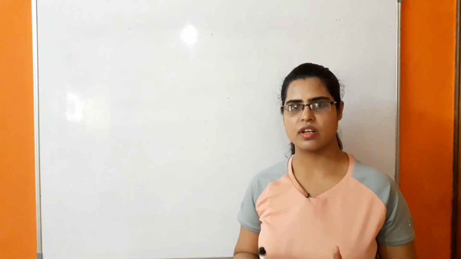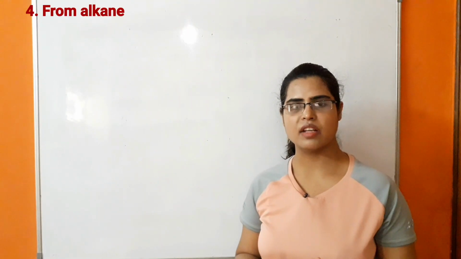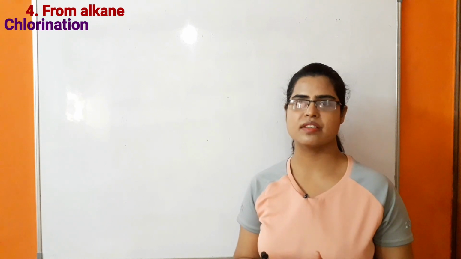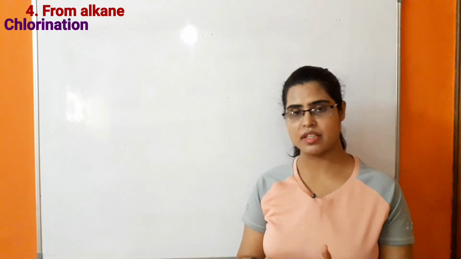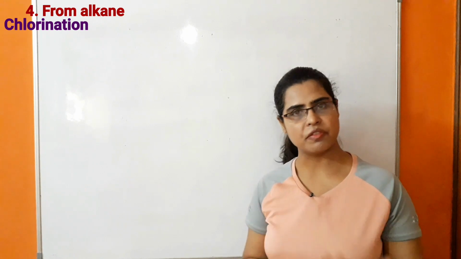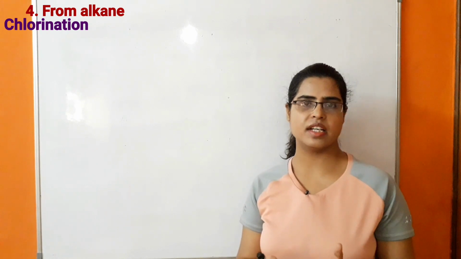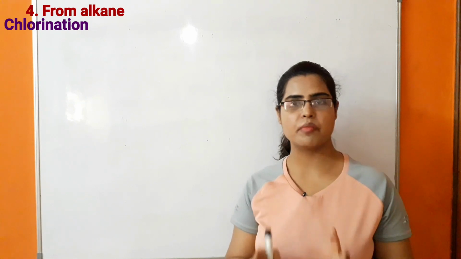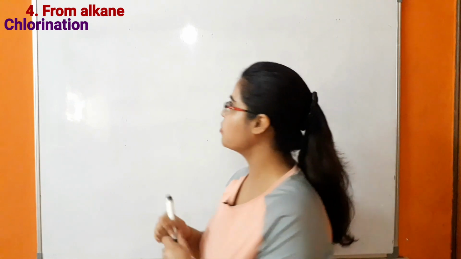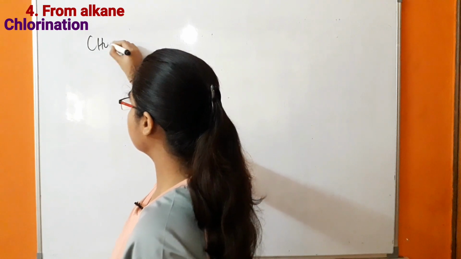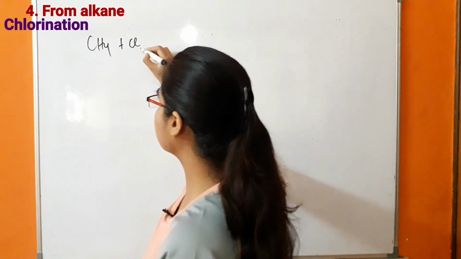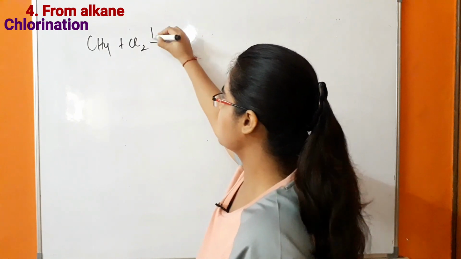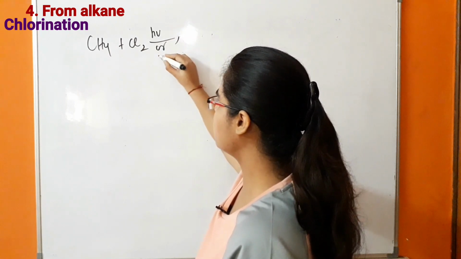Next, halogenation reactions will be seen in saturated hydrocarbons. This reaction also takes place in the presence of light or heat. It means it occurs by the help of a free radical mechanism. We studied this reaction earlier in the chemical properties of alkanes. So what is happening in this case? CH4 is reacting with Cl2 in the presence of either light or heat.